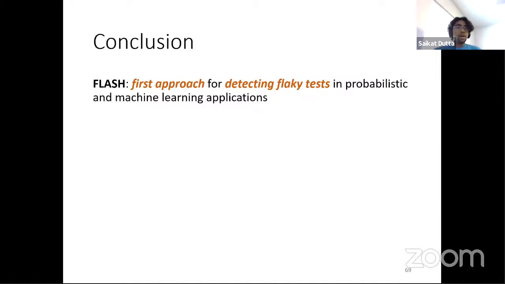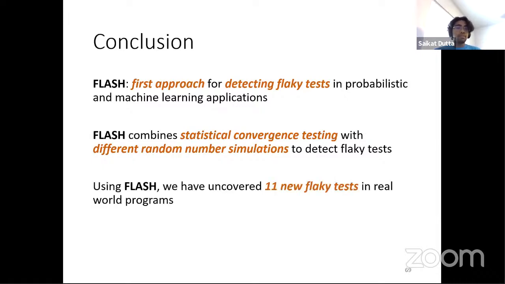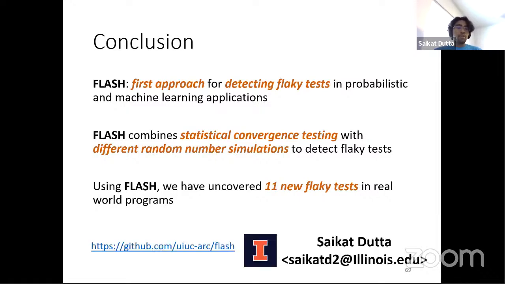In conclusion, I presented Flash, which is the first approach for detecting flaky tests in probabilistic and machine learning applications. Flash combines statistical convergence testing and simulates different random number sequences to detect flaky tests. Using Flash, we have uncovered 11 new flaky tests in the web programs. We have an open source implementation of Flash, which you can find using this GitHub link.